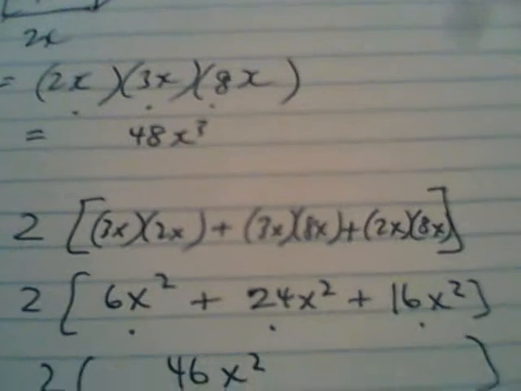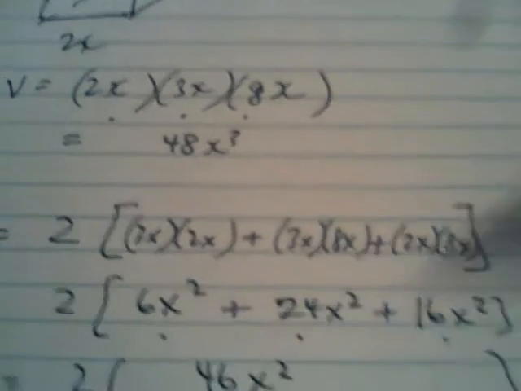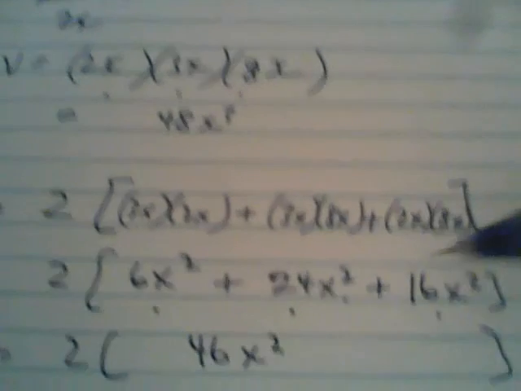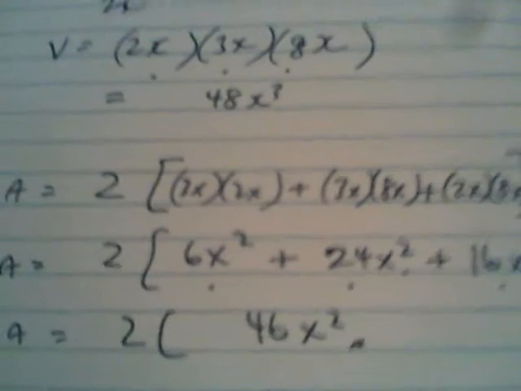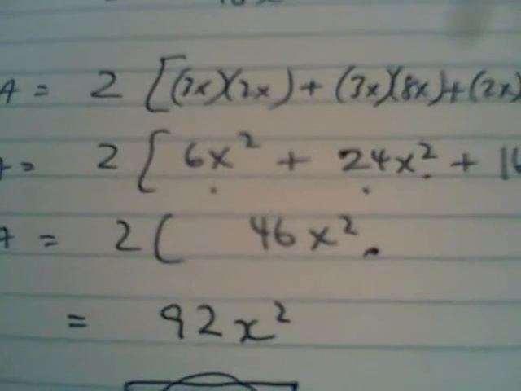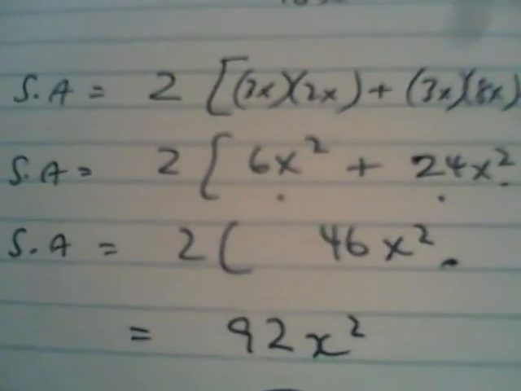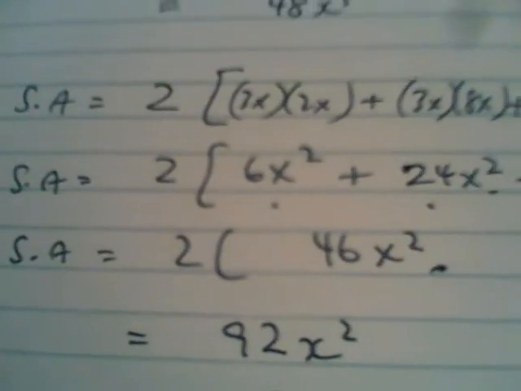So you've got those parts. There's your 3x and 2x, front and back. There's your sides. There's your top and your bottom. 46x squared. Everything's doubled because you have everything twice. And you get 92x squared in the end as an expression for surface area. So if you wanted to know the area of all the sides of that three-dimensional shape.